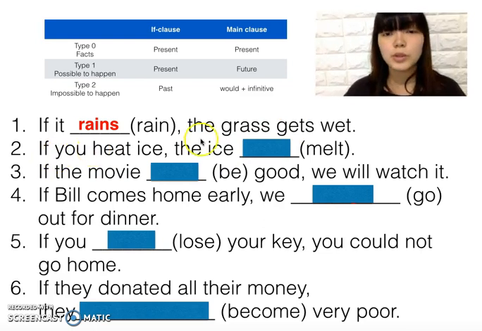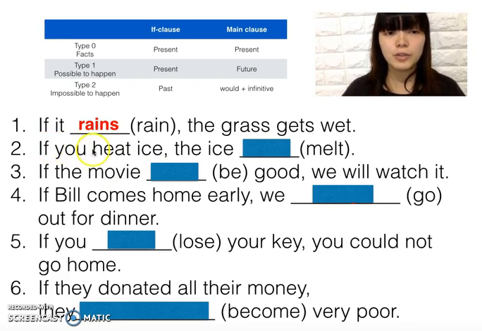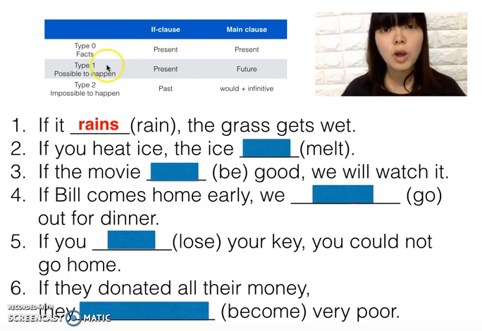Alright, so sometimes we'll look at the main clause, sometimes we'll look at the if clause. So here, in the if clause, we have "if you heat ice." Heat here is present tense in the if clause. Then we have 2 options. Because it's present tense in the if clause, it can be type 0 or type 1.